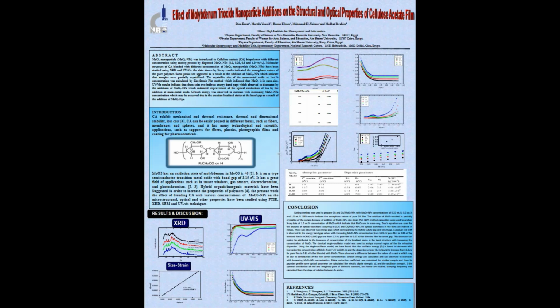Molar extinction coefficient was calculated for the studied sample, and from its Gaussian profile, some optical parameters were calculated, like electric dipole strength and oscillator strength. The spectral distribution of the real and imaginary parts of the dielectric constant and loss factor was studied. Damping frequency was calculated from the slope of the relation between lambda cubed and epsilon 2.